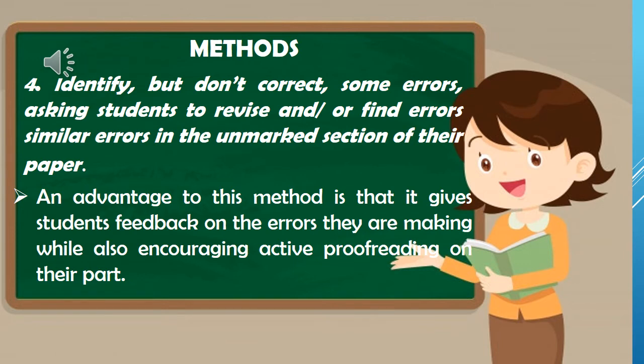Number 4 method, identify but don't correct some errors, asking students to revise and or find similar errors in the unmarked section of their paper. The advantage to this method is that it gives students feedback on the errors that they are making while also encouraging active proofreading on their part. By alerting students to the type of error they are making, instructors are giving feedback that contributes to development of effective proofreading.